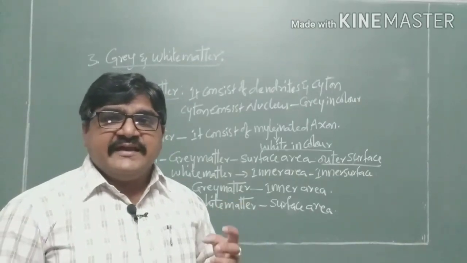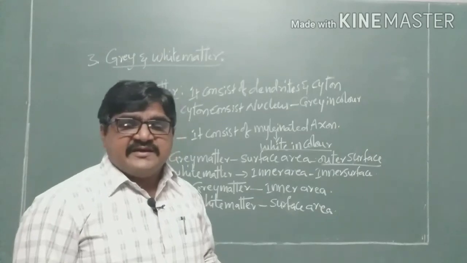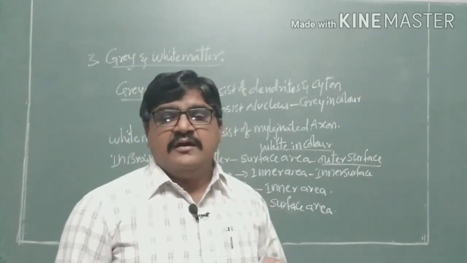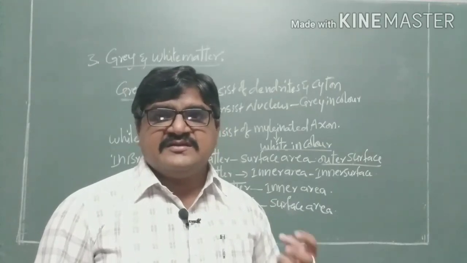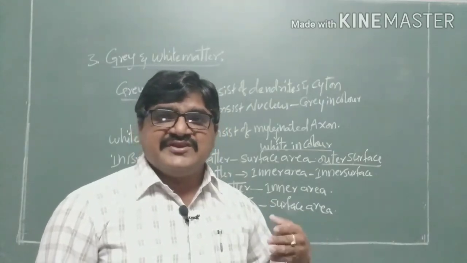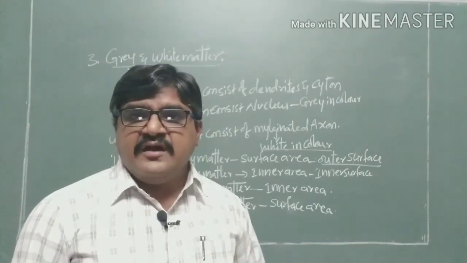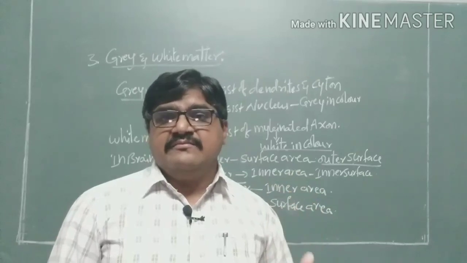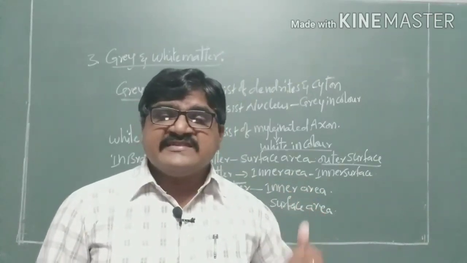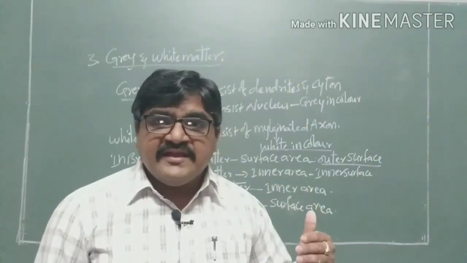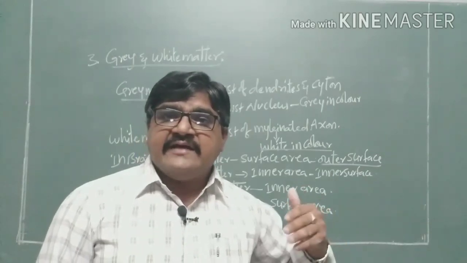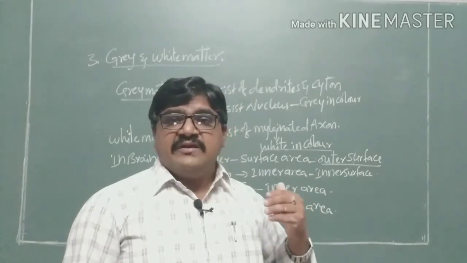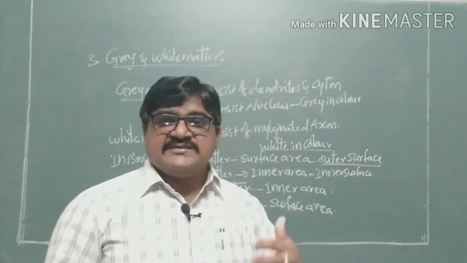So in the next class, the structure of the brain will be discussed. The structure of the brain will be differentiated into three regions: forebrain, midbrain as well as hindbrain. Also we have to discuss the functions of the forebrain, midbrain and hindbrain, and the different regions which are present. That will be discussed in the next class.